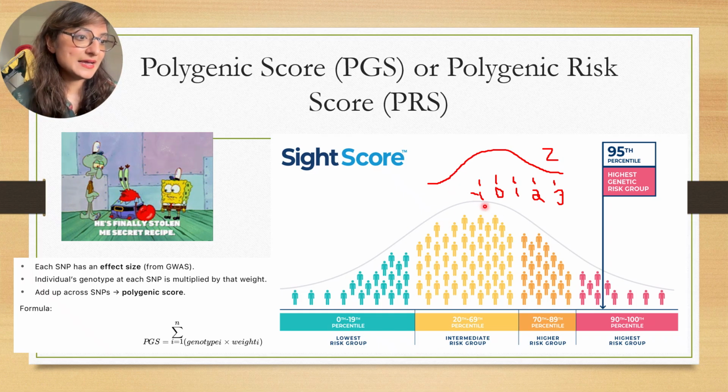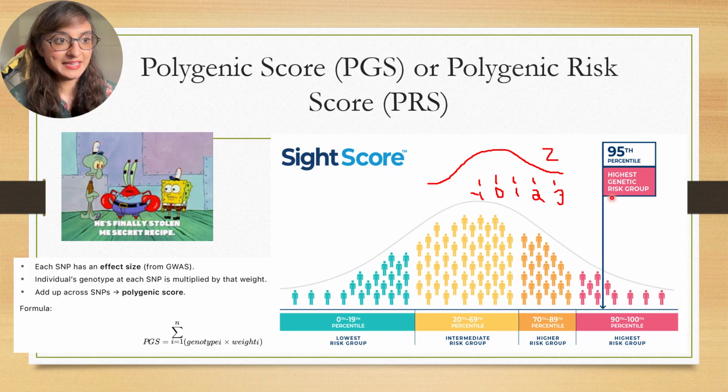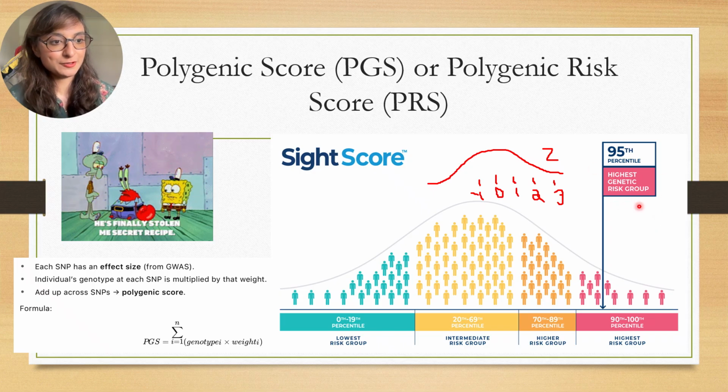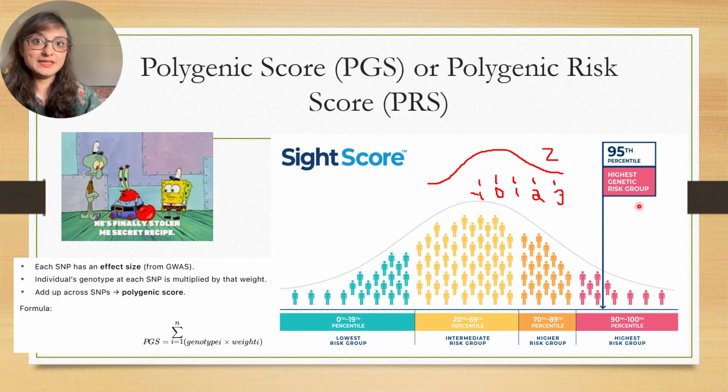And you can see that if an individual is in the 95th percentile, they're in the highest genetic risk group based on their z-score. They have an extremely high predicted risk for having a certain condition, like the disease in particular.